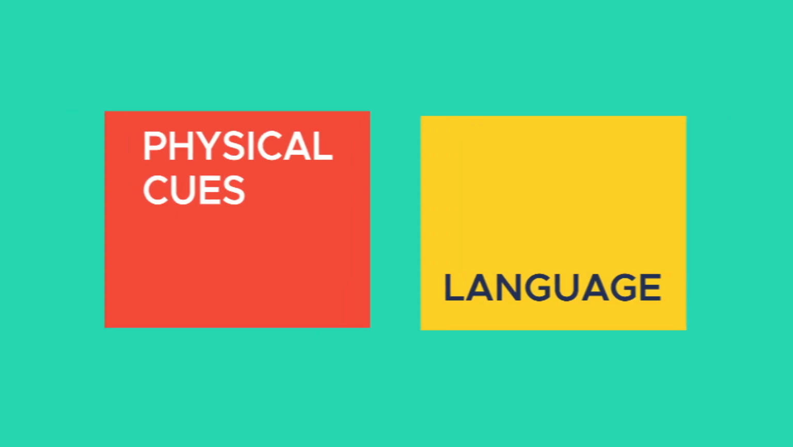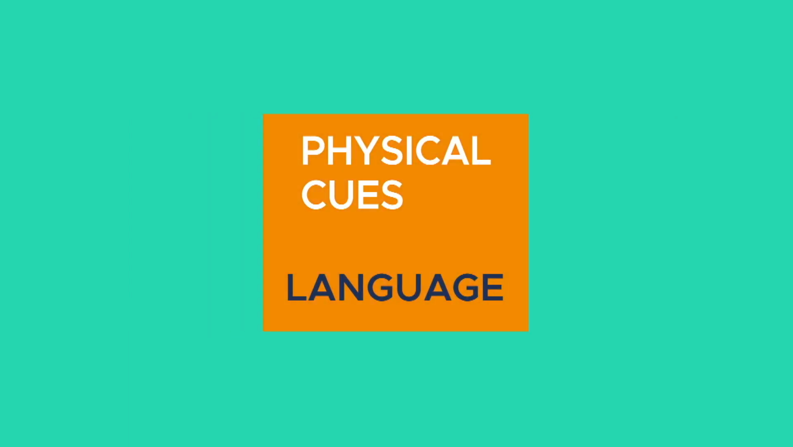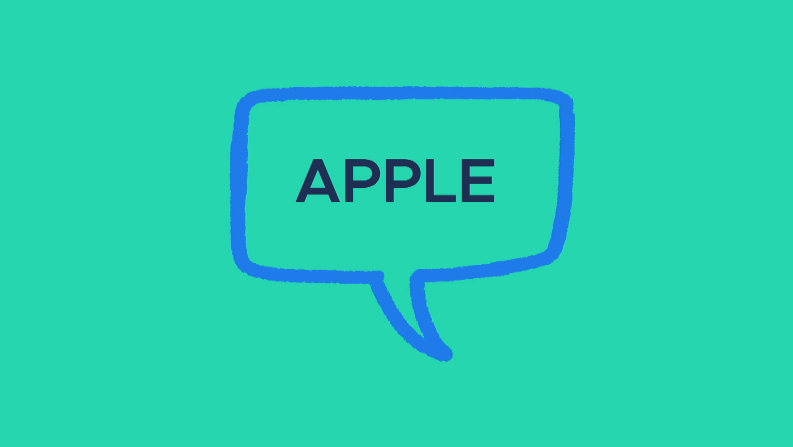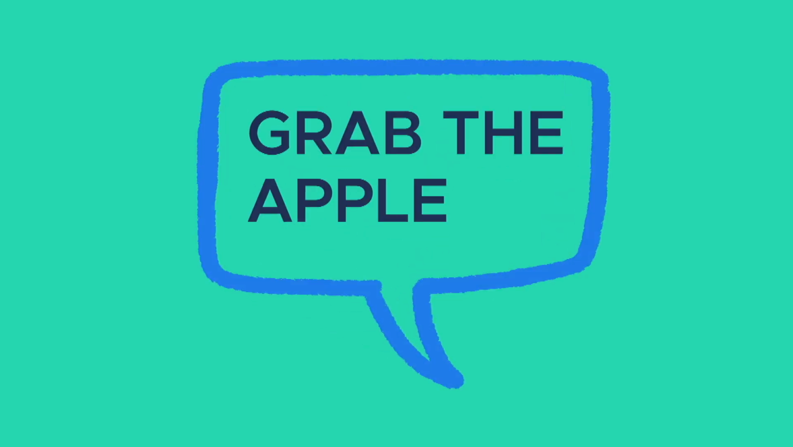TPR is modeled after how students first learn their native language. Parents use language and physical cues together to communicate to their child. Mom says, "apple," then points to the apple. Mom says, "eat an apple," then takes a bite of the apple. Mom says, "grab the apple," and models how to pick it up.